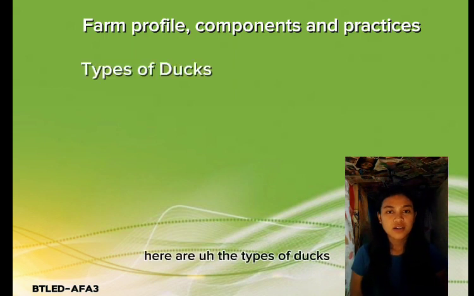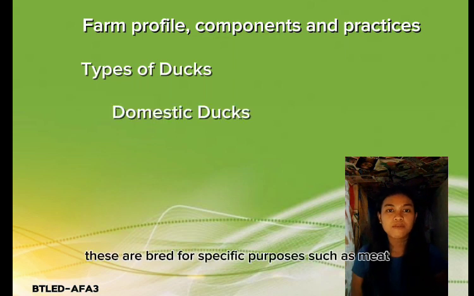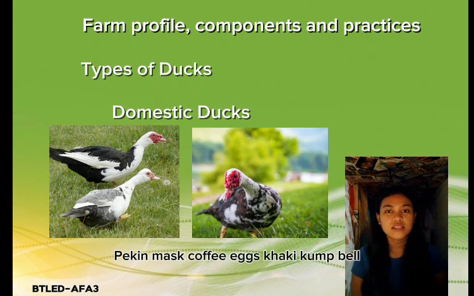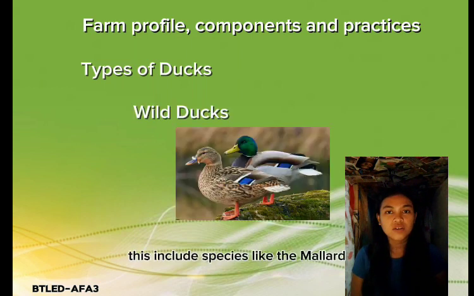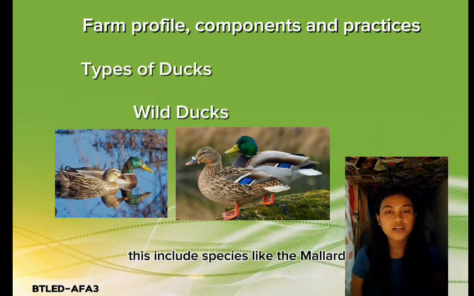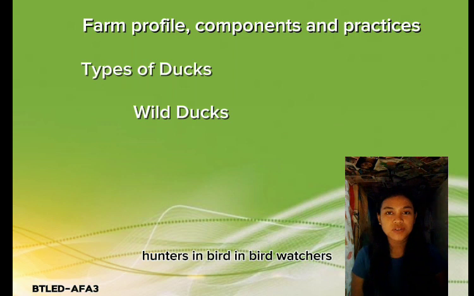Here are the types of ducks. The first is the domestic ducks. These are bred for specific purposes such as meat, Pekin and Muscovy, eggs, Khaki Campbell and Indian Runner, or ornamental uses. The second one is wild ducks. These include species like the mallard, teal, and wood duck, which are often found in natural habitats and are also popular among hunters and bird watchers.